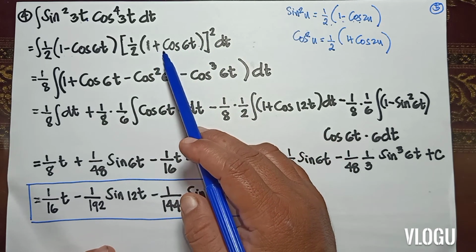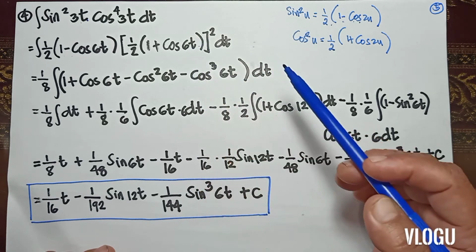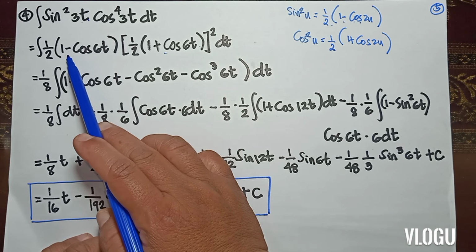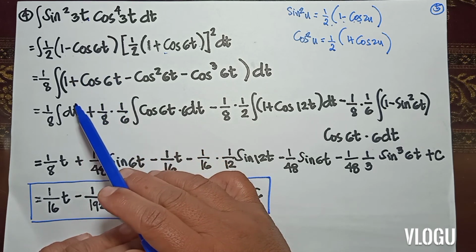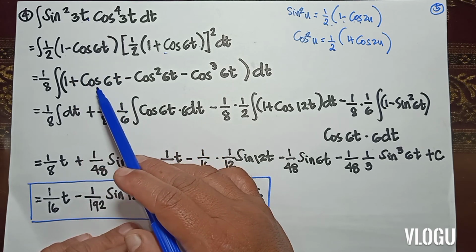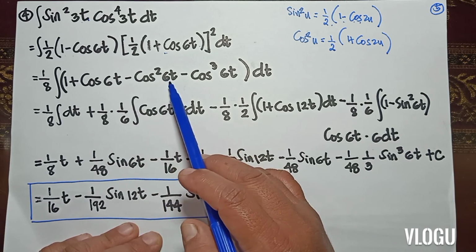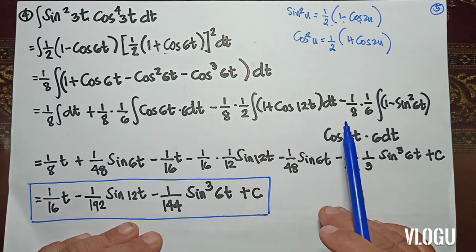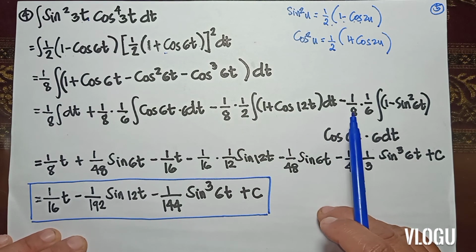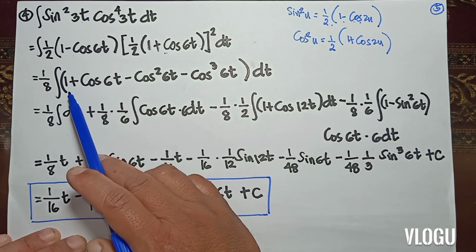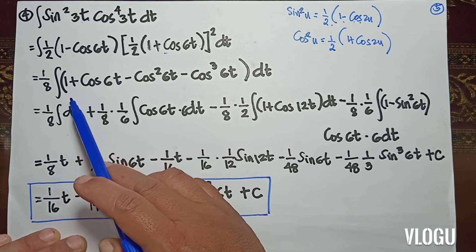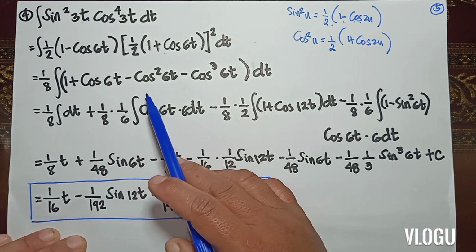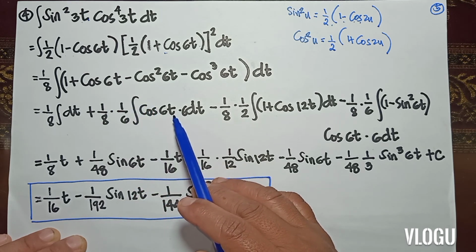When you square 1 plus cosine 6t and expand this one, then multiply here with 1 minus cosine 6t, that would be equal to 1 plus cosine 6t minus cosine squared 6t minus cosine cubed 6t dt. Then after that one, integrate. So 1/8 the integral of dt plus 1/8 the integral of cosine 6t.